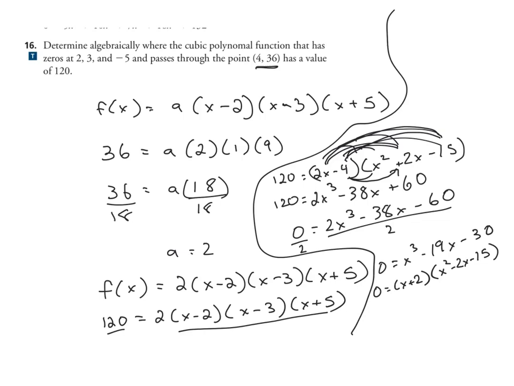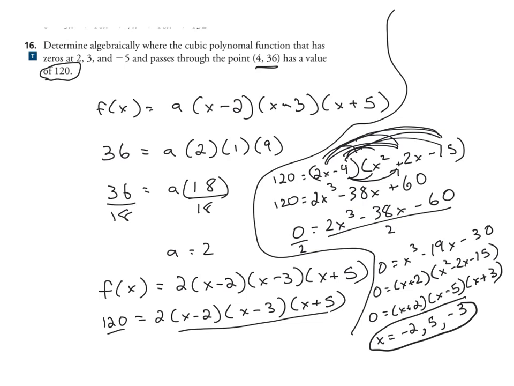Two numbers that multiplied to give negative 15, so negative 5 and positive 3. So this is 0 equals x plus 2, x minus 5, x plus 3. So x must equal negative 2 or 5 or negative 3. Those are the three spots where it's going to have a value of 120.